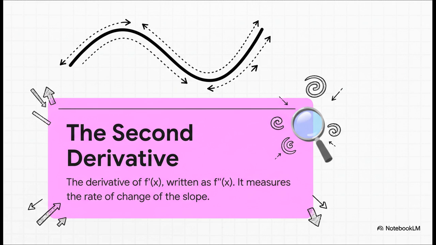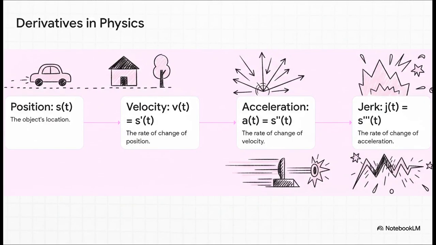So if the first derivative tells us the rate of change of the original function, its slope, then the second derivative tells us the rate of change of the slope. It's measuring how the steepness itself is changing. Is it getting steeper faster or leveling off? And this isn't just some abstract math concept. It has a perfect real-world home in physics.